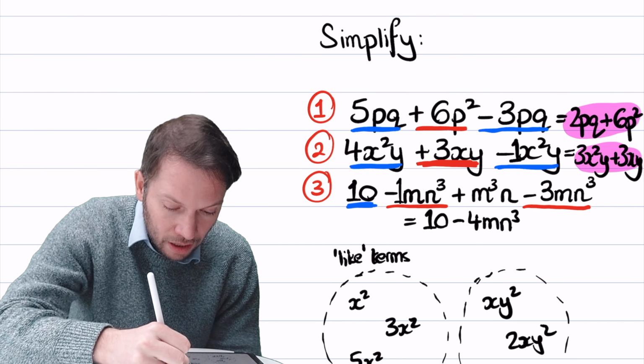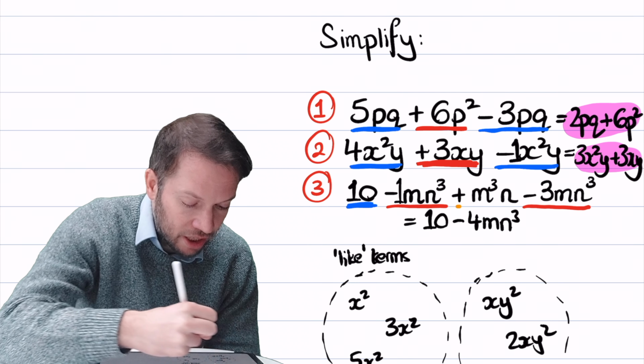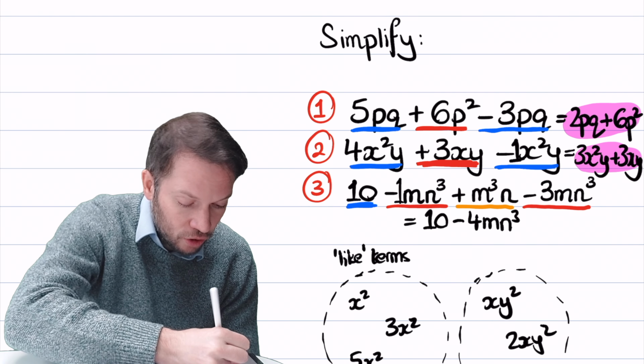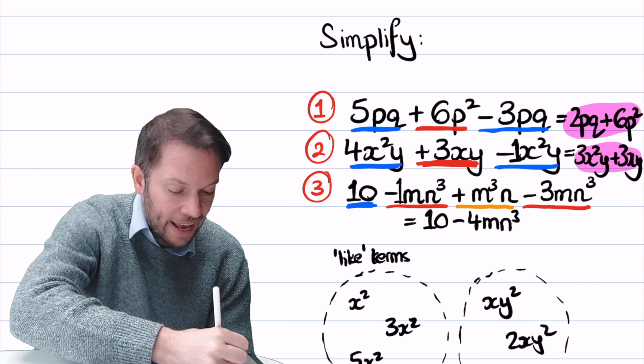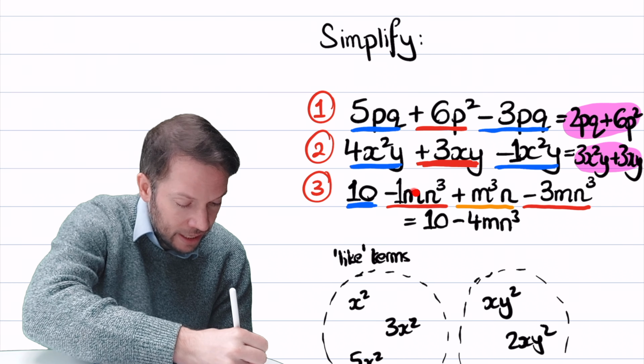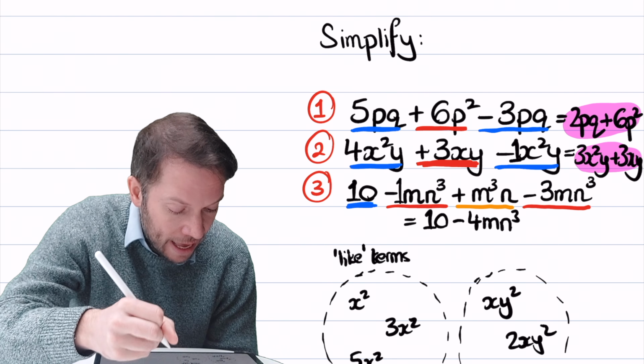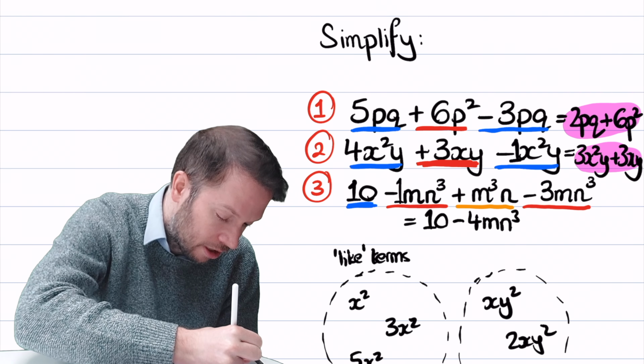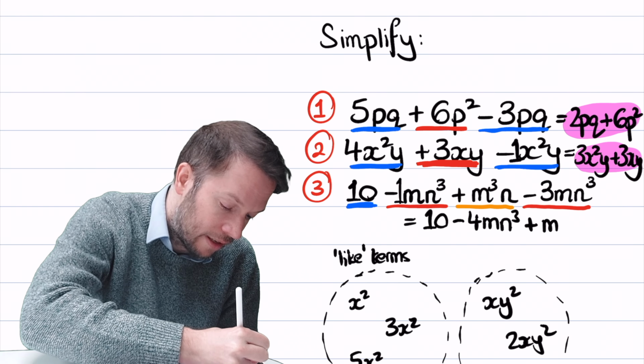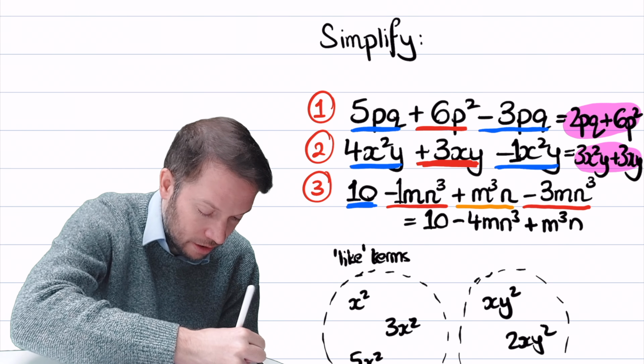And then we've got this final term here, the plus m cubed n. Now, this is not a like term with that because here the m is cubed, whereas here and here the m is not cubed. So that's the only m cubed n term we've got. So we've got plus m cubed n. And that is the final answer again.